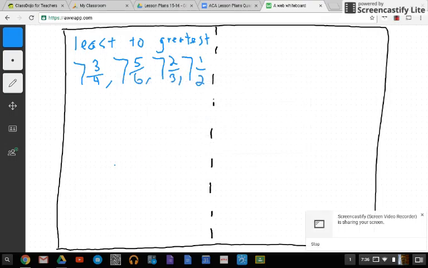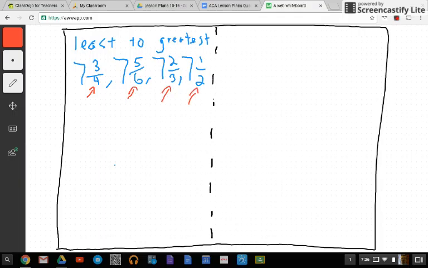All right, so this is a problem right here where I can use the oldest strategy in the book for comparing any set of fractions. I can find a common denominator for all these. This is what you would ideally like to do all the time. It doesn't always work this way though. So if I look at these, I've got a denominator of 4 and a denominator of 6 and a denominator of 3 and a denominator of 2.